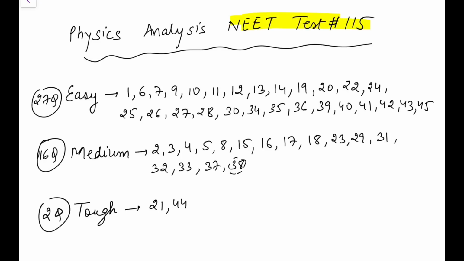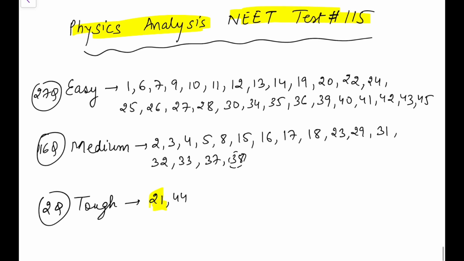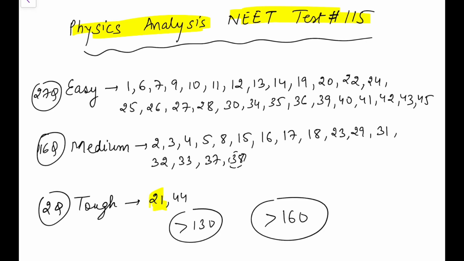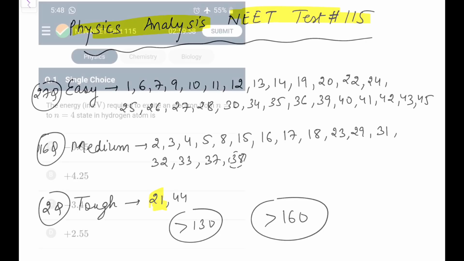I've just solved this test 115 and here I am with the analysis of the physics parts. It's overall an easy paper, not too many tough questions. So question number 21 would be too tough to calculate, too lengthy. Otherwise paper is normal, and if you can see I've demarked the easy, medium and tough. As per my analysis, you should get a score of 130 plus in this if you are decent in physics, and those who are very good should get 160 plus in this particular paper. So it's a paper to score well.